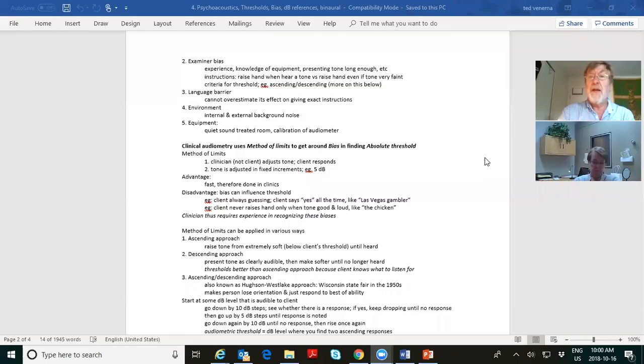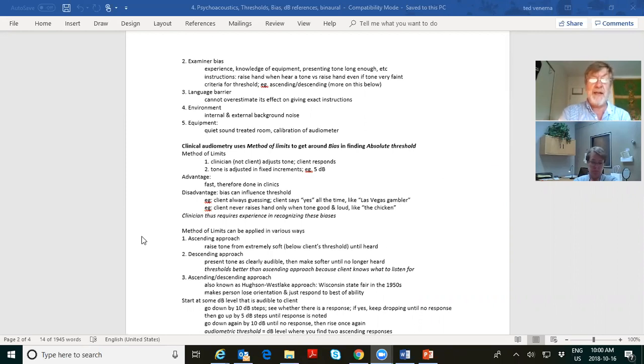So when you look at method of limits, why are you using method of limits? To find the absolute threshold. And why are you using it again? To get around the client's bias. It works pretty good. And how do we use the method of limits?